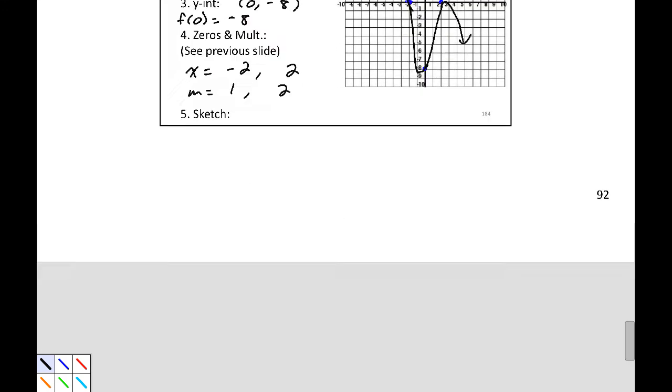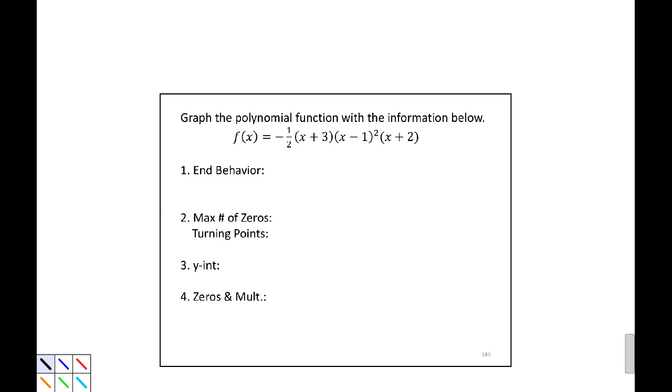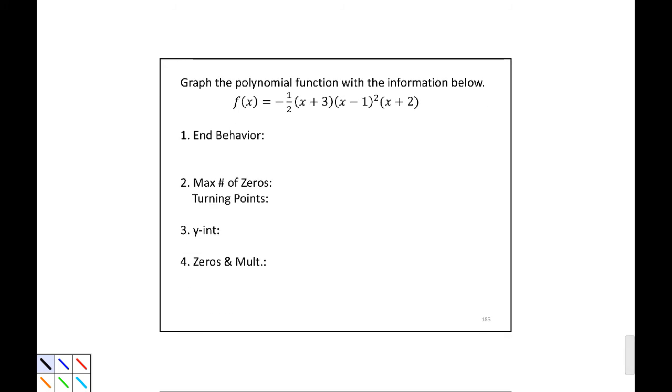All right, let's look at our last example for this objective of graphing polynomial functions. Graph the polynomial function with the information below. f of x equals negative 1/2 times (x plus 3) times (x minus 1) squared times (x plus 2). Well, this one is written in a different form. It's in a factored form, so we can actually tell the zeros very quickly.